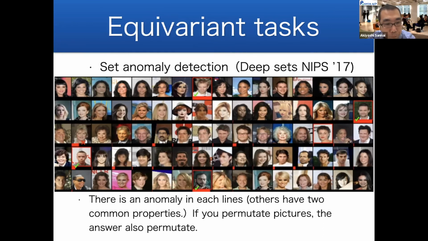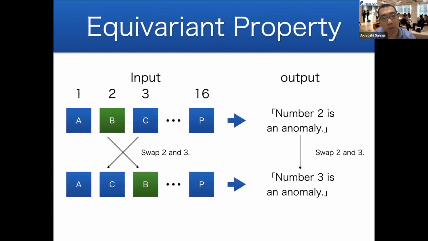So the others have two common properties. Each line of pictures is the input. This task has the following property: the input is 16 pictures, and if B is an anomaly, then of course the answer is 2.